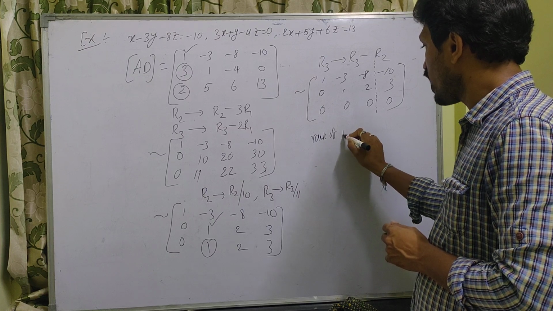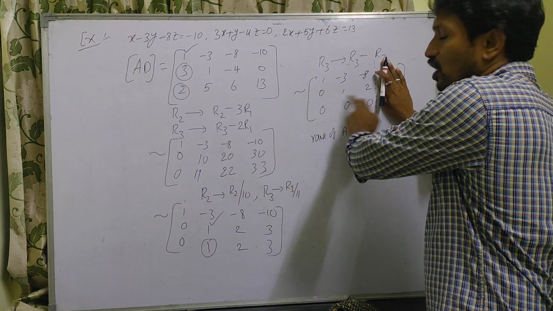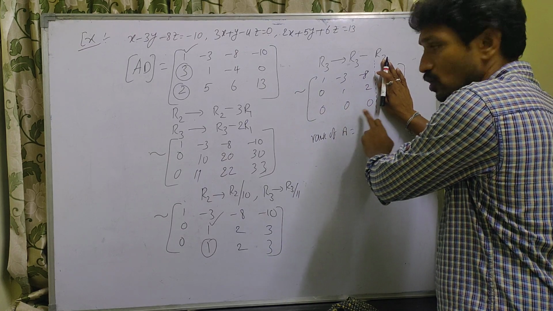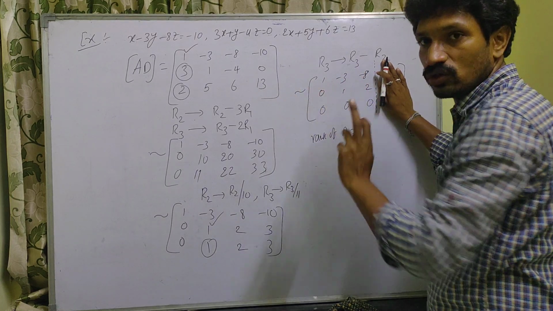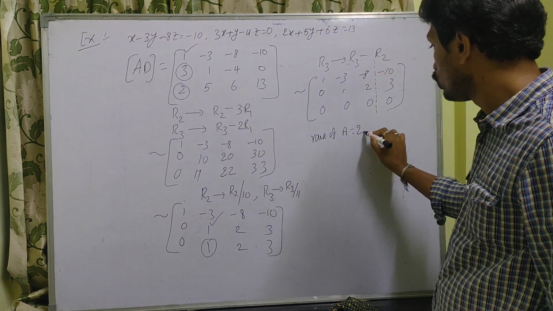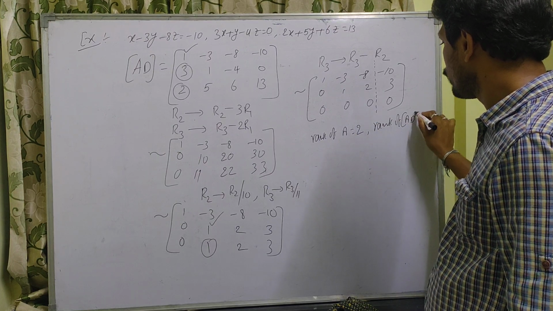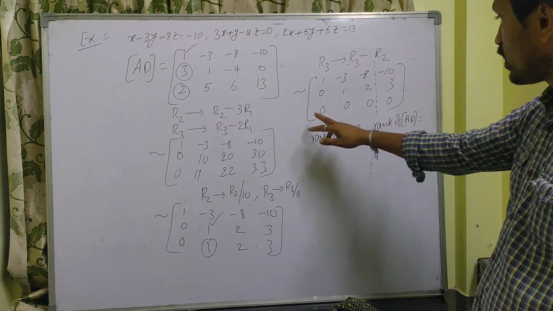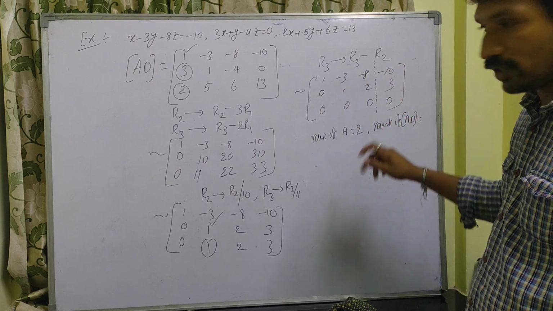So rank of A is equal to, close this one. Number of non-zero rows is equal to 2 here, because all entries in this row are zeros. So this is a zero row, don't consider it. So the number of non-zero rows is 2. Even for the rank of AD, we observe the number of non-zero rows. Just observe the total matrix here. The number of non-zero rows here is also 2 only.